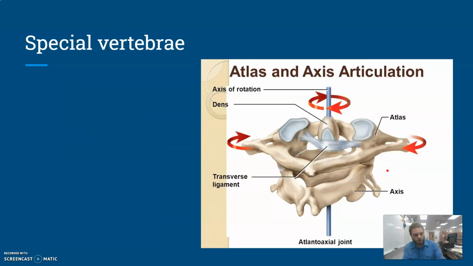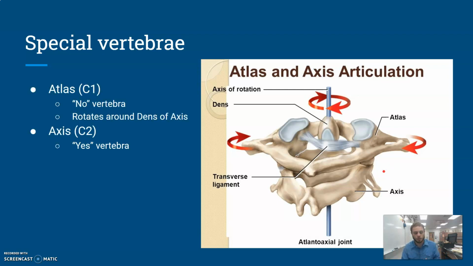Some special vertebra that you have is your C1 and C2 vertebra. So your atlas and your axis. Atlas is your C1 vertebra. The way I remember that, atlas comes before axis in the dictionary. So C1, C2, atlas, axis. The atlas sits on top of your axis, and you can see that picture there.